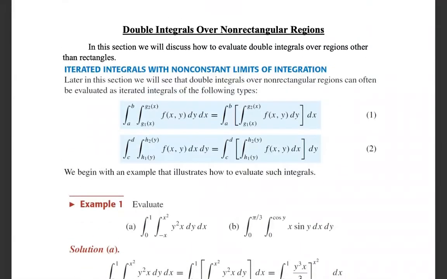Now double integral over non-rectangular regions.